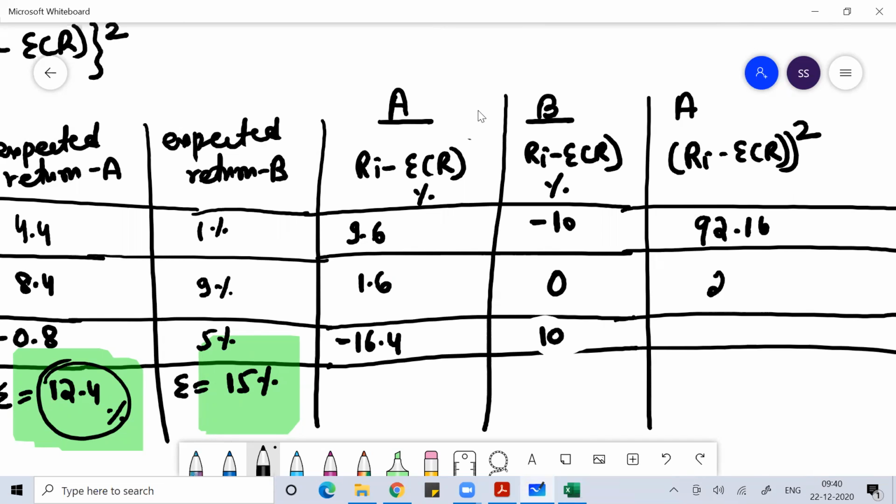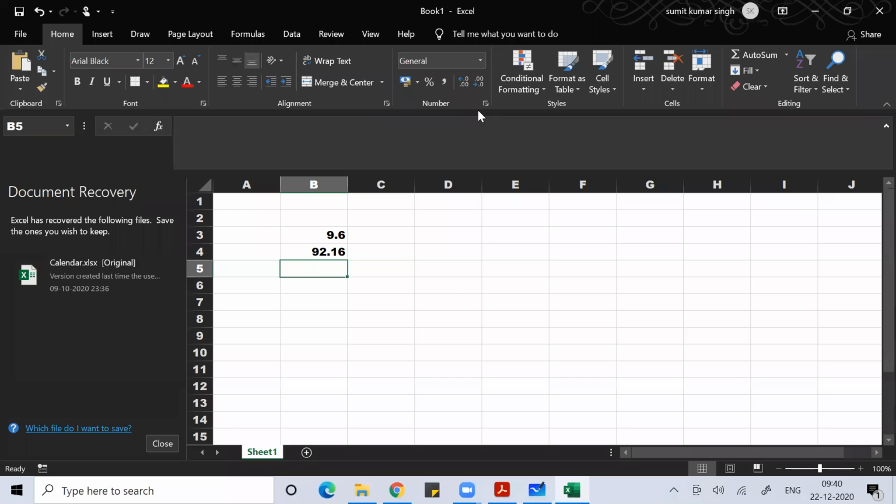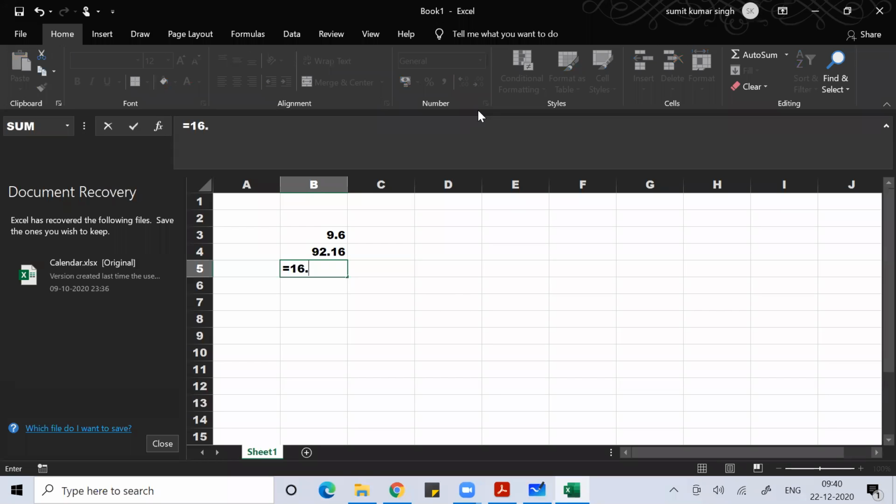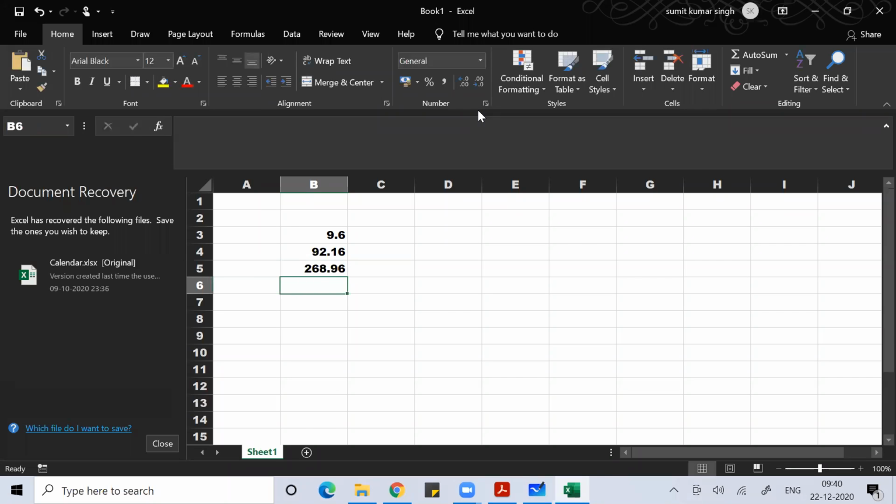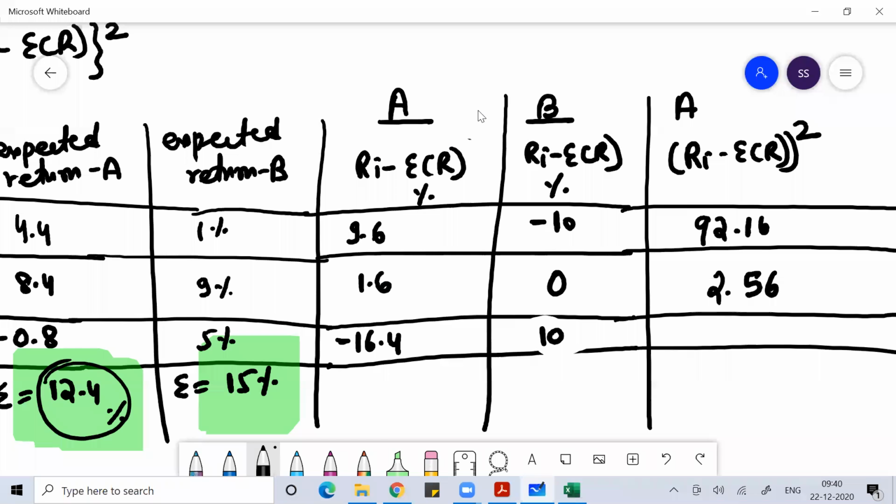1.6 square, 2.56. 16.4 square, 268.96. I hope this is clear with everyone.